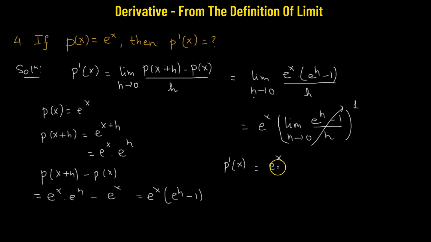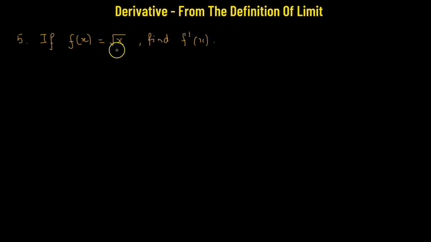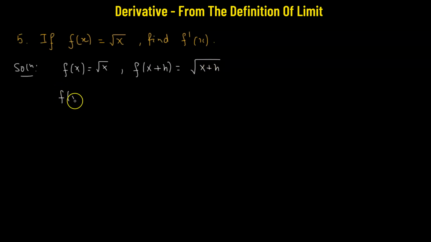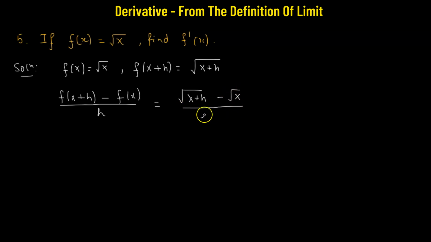Let's move on to the final problem. So here we have the function square root of x. We need to find out its derivative. So let us begin. We have f of x given by square root of x. So that means f of x plus h will be equal to square root of x plus h. Now let's find out f of x plus h minus f of x, divided by h. So this is equal to square root of x plus h minus square root of x, the whole divided by h.